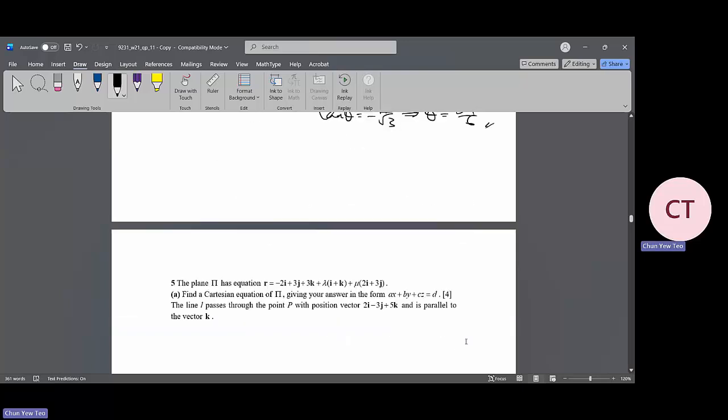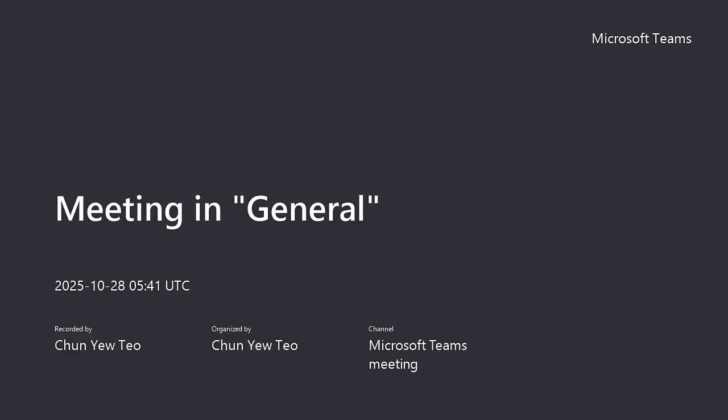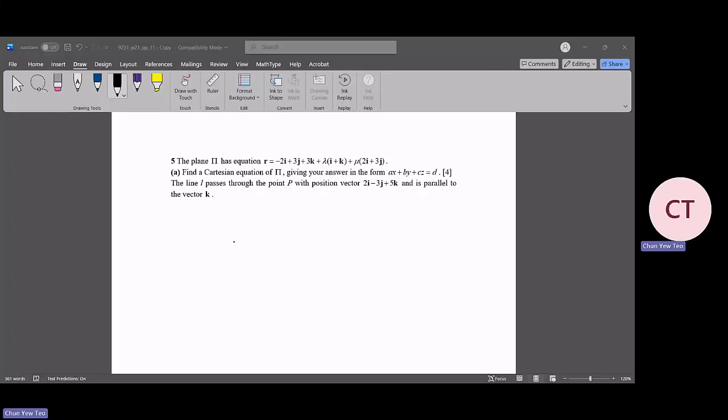Okay, so now we move on to question number 5. So look at question number 5. We have a plane pi that has the equation given like this. This is the vector equation of the plane. And we want to find the Cartesian equation of plane pi, giving the answer in terms of ax plus by plus cz equal to d. Okay, that is part A.